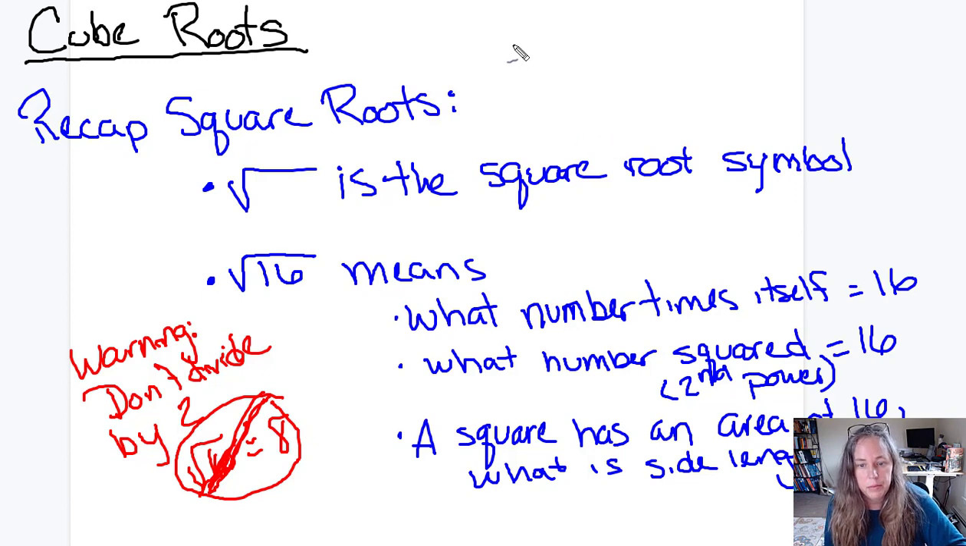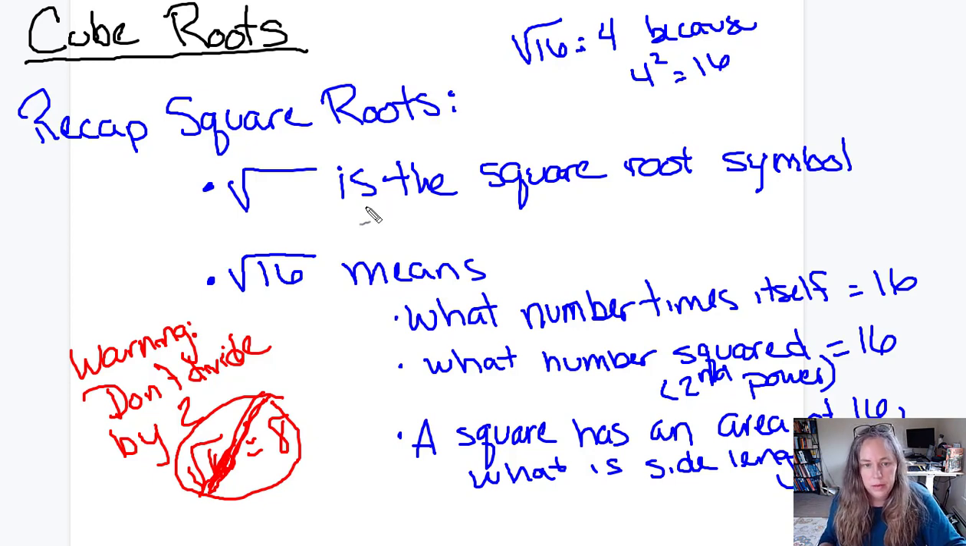I'm just going to write that up here. Square root of 16 equals 4 because 4 times 4, or 4 squared, equals 16. Okay? I'm going to erase this, and then you can come back.